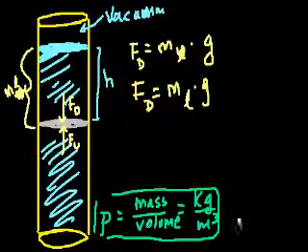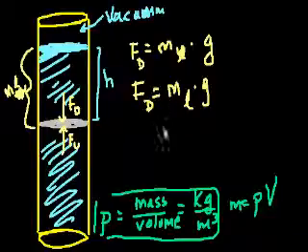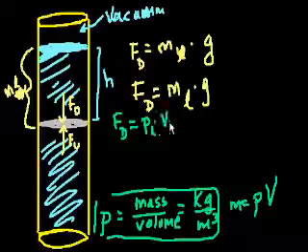Density is equal to mass divided by volume, so we could also say that mass is equal to density times volume, right? I just multiply both sides of this equation times volume. So in this situation, the force down is equal to, let's substitute this, the mass of the liquid, which is equal to the density of the liquid times the volume of the liquid. I could get rid of these L's, times gravity.